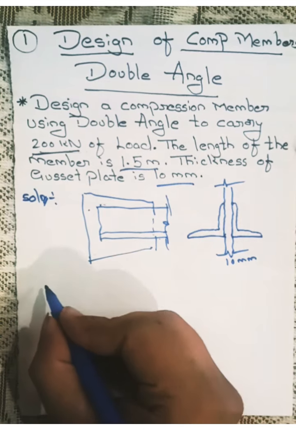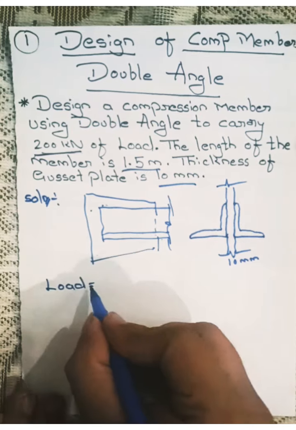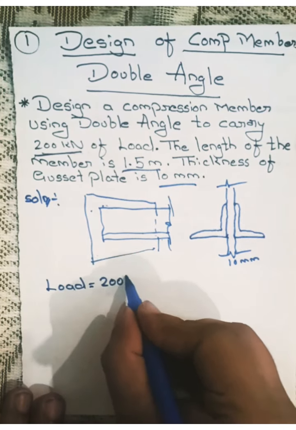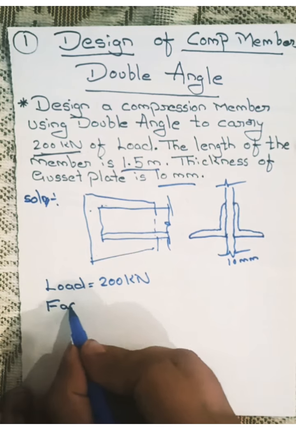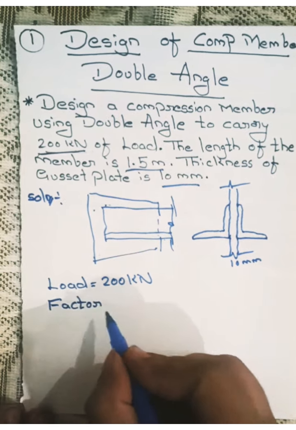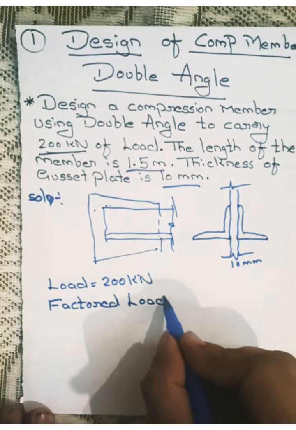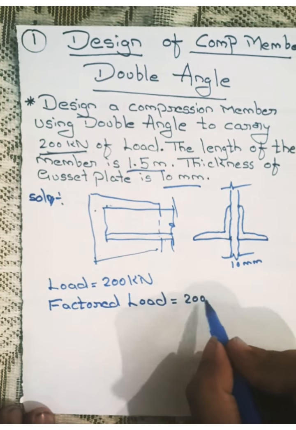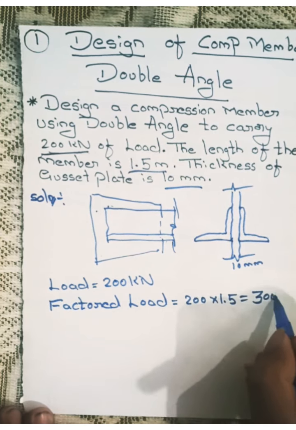So the load is given. It is 200 kilonewton. Let us make it factored. So 200 into 1.5, that is 300 kilonewton.